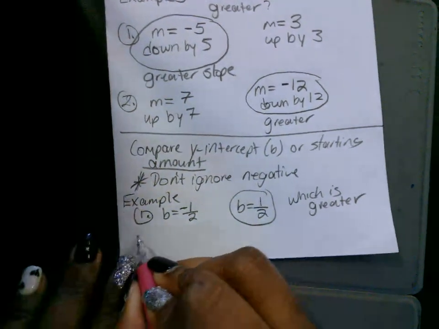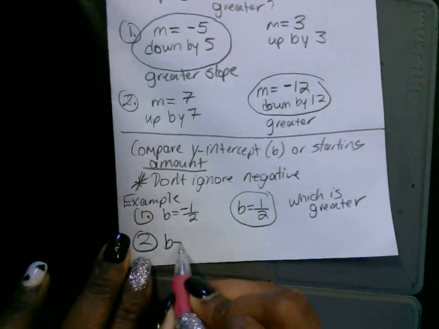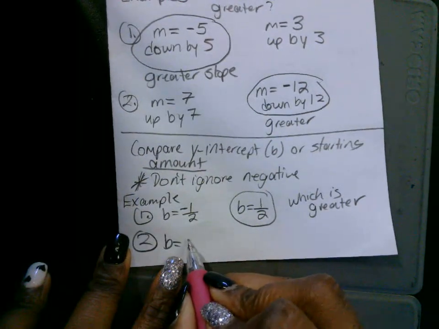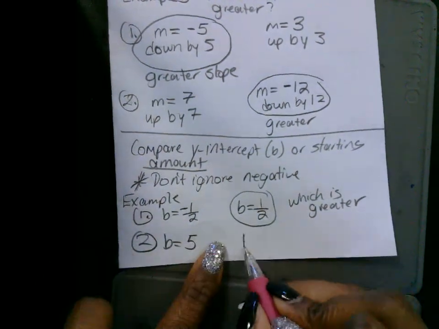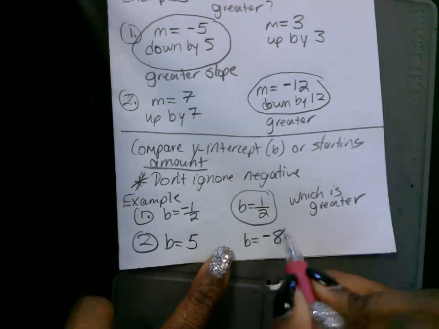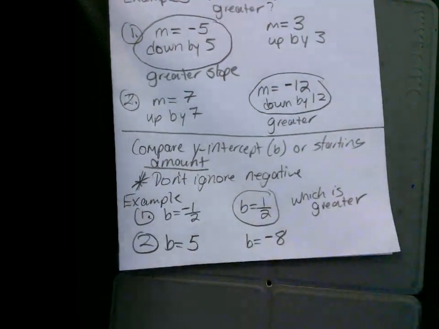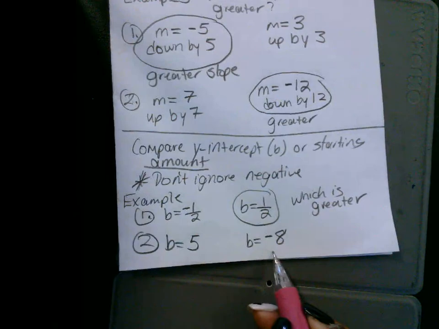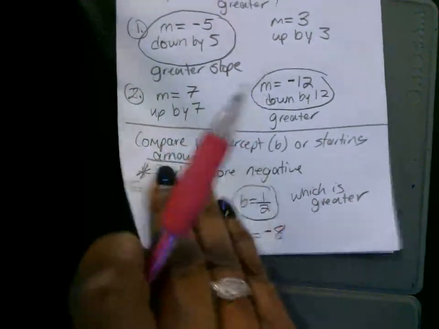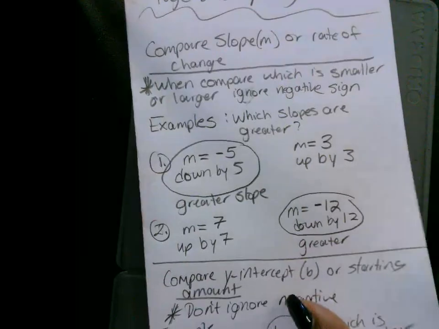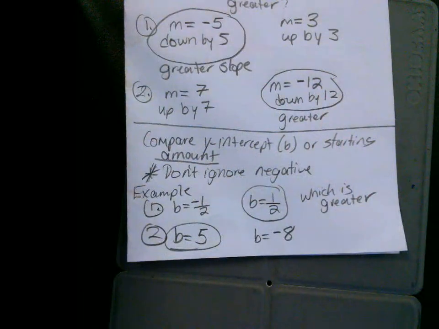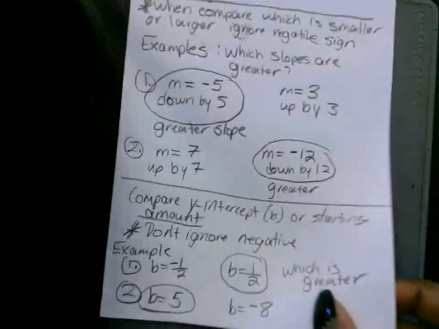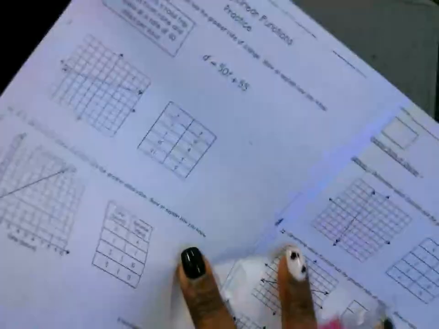Let's do this one. Which one of these is going to be greater? Circle your answer here. 5 is greater than a negative 8. Remember, you ignore the negatives when it comes to slope. But when it comes to the y-intercept, you're going to take whichever number is greater. All right, let's paste this down. Well, no, don't paste until we finish.